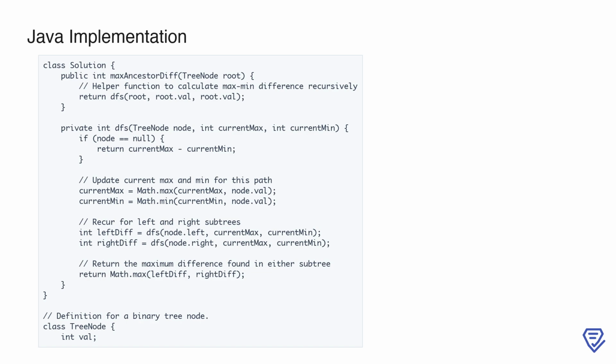If it is, we return the difference between the current maximum and minimum values, as that represents the maximum difference for this path. Otherwise, we update the current maximum and minimum values by comparing the node's value with them. Once updated, we recursively calculate the differences for the left and right subtrees using the DFS function. Finally, the maximum of these two differences is returned, ensuring that we capture the largest difference found in either subtree.